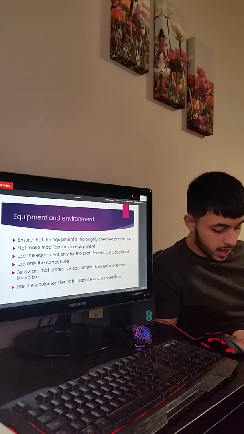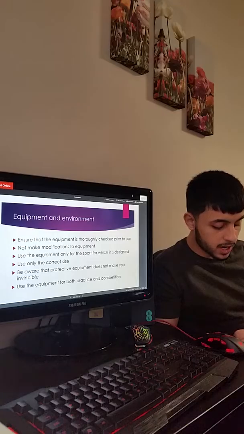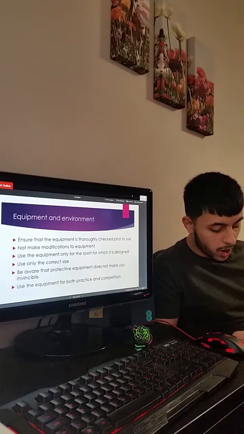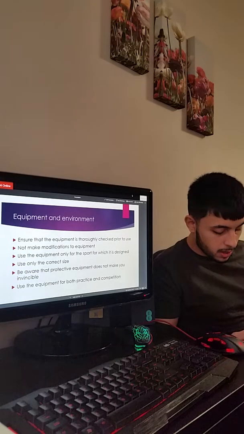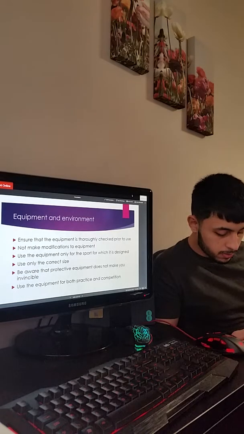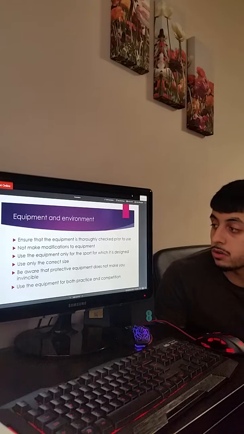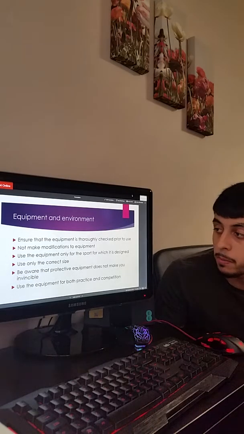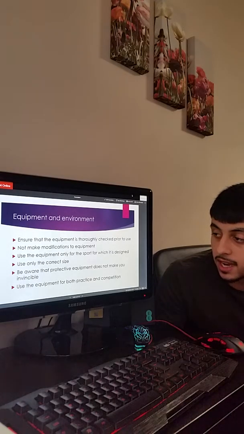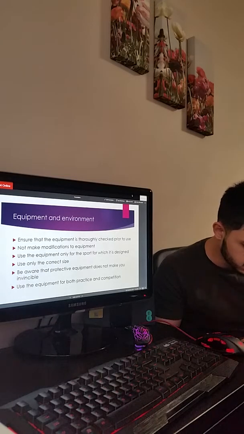Sports players need to ensure that any sport-specific or specialist protective equipment is used correctly. If it's used incorrectly, this can be a hazard, putting the wearer and other athletes at risk. When using different types of protective equipment, you should always ensure that the equipment is thoroughly checked prior to use. Do not make any modifications to the equipment. Use the equipment only for the sport for which it's designed. Use only the correct size. Be aware that protective equipment does not make you invincible, and use the equipment for both practice and competition.